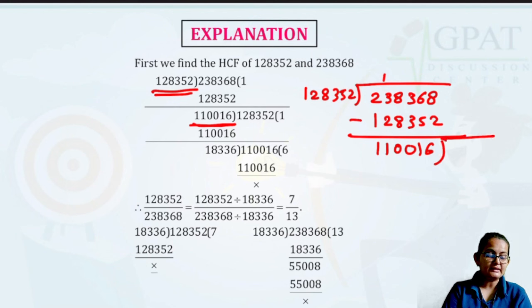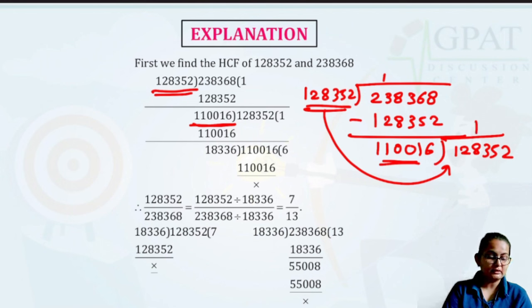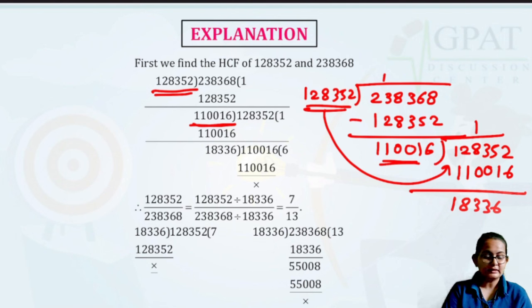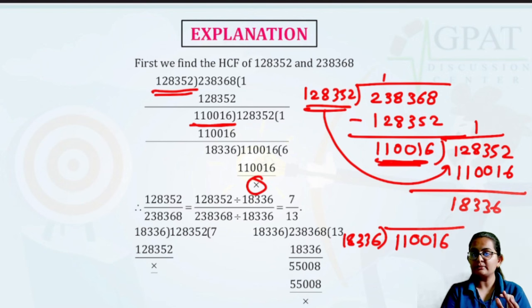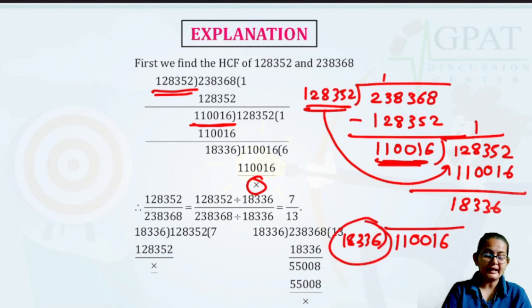Now the next term, the number which is remaining, should come to this side. So 128352 will be divided by this particular number 110016. It is 1 times 110016. Then when you minus it, 18336 would be the answer. Then this 18336, you should divide by the divisor itself, 110016. You have to go on like this, and here it is totally divisible by this particular number. You will get the remainder as 0. Then you have got this as the highest common factor.